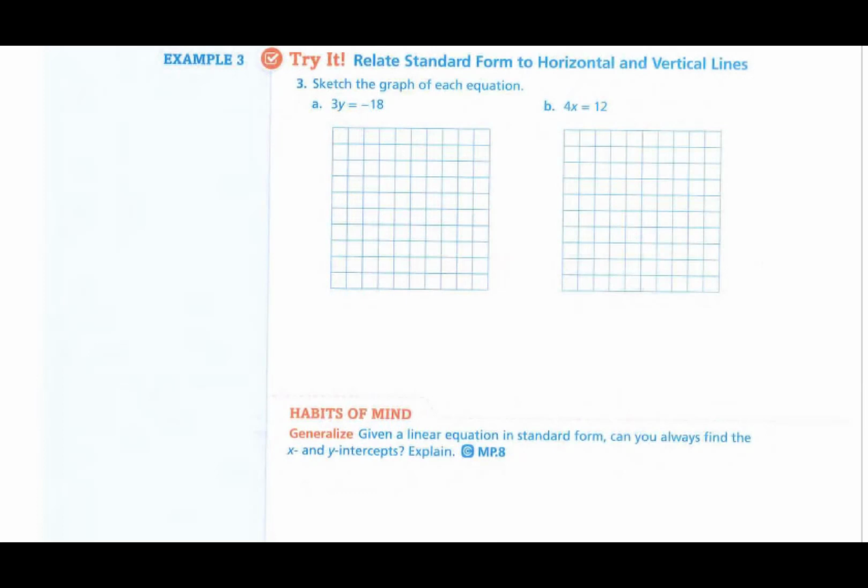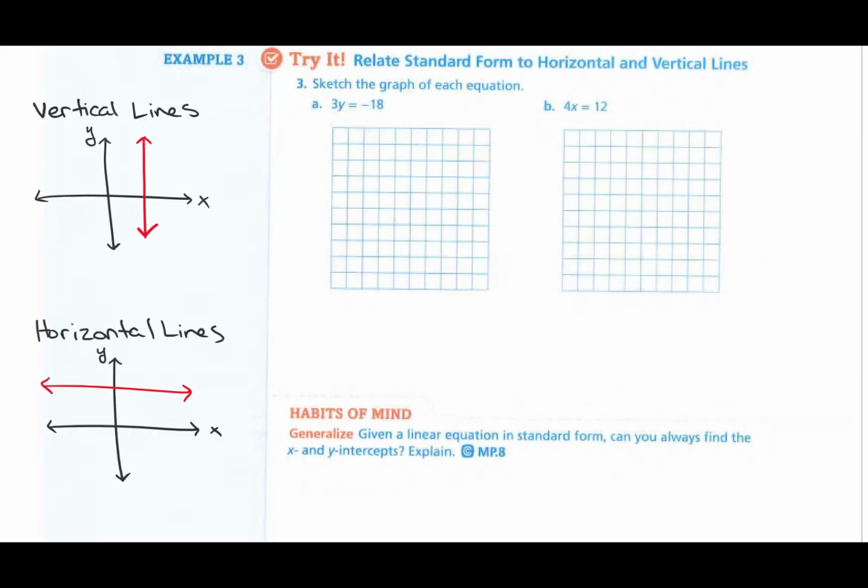Moving on to example 3, we want to relate standard form to horizontal and vertical lines. Let's make some notes in the margin. So add these notes to your margin. Your vertical lines, vertical, think up and down, are only going to have an x-intercept. And so when we think about this in standard form, ax plus by is equal to c, well, there is no y-intercept. So this will just be 0.